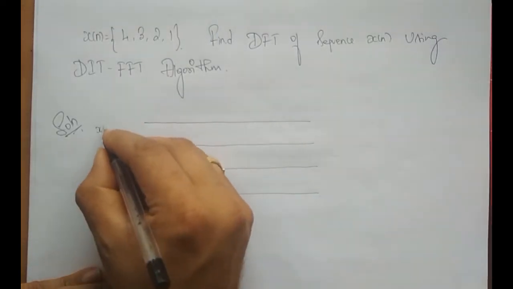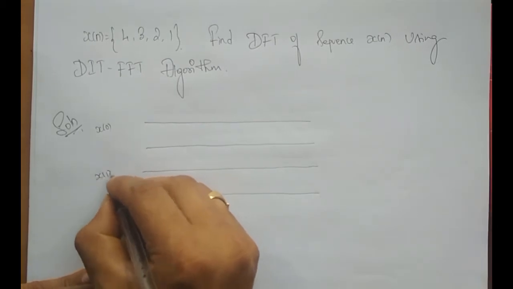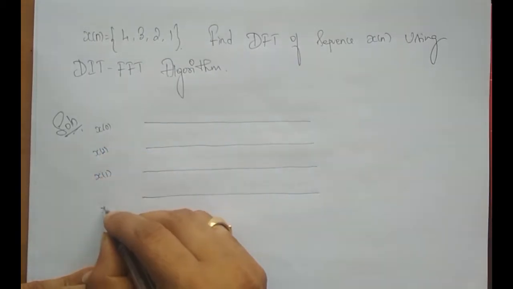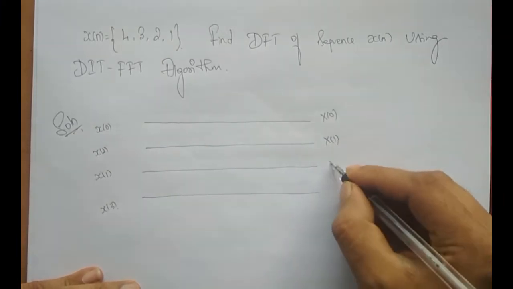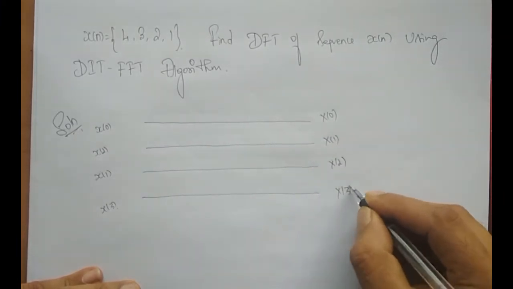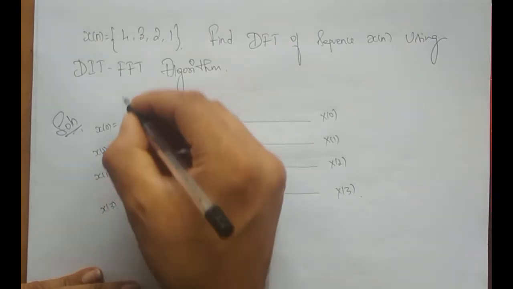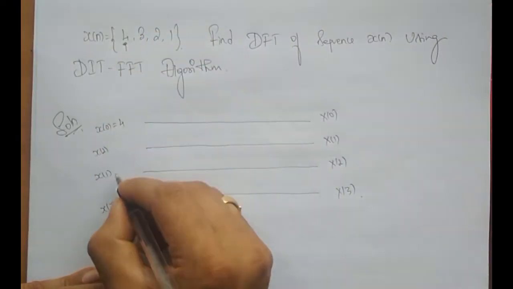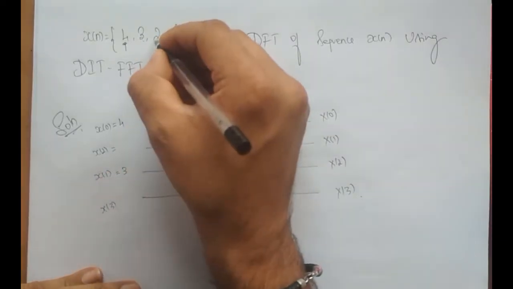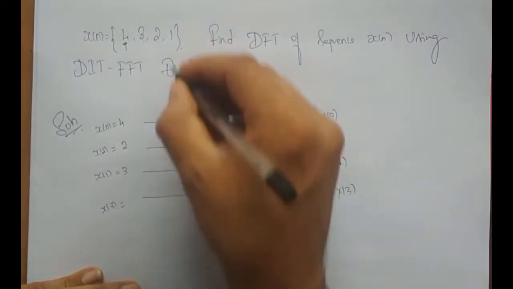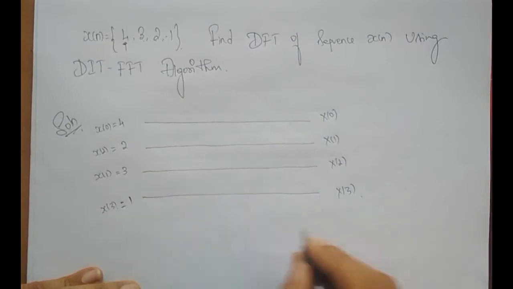So this is x of 0, x of 1, x of 2, x of 3. So input is in decimated order, output is in normal order, x of 0, x of 1, x of 2, x of 3. What is the value of x of 0? This is x of 0 which is 4. What is the value of x of 1? This is x of 1 which is 3. What is the value of x of 2? This is x of 2 which is 2. What is the value of x of 3? This is x of 3 which is 1.